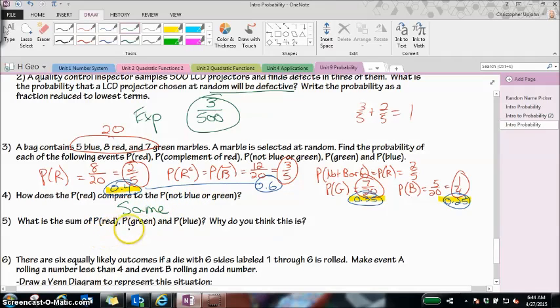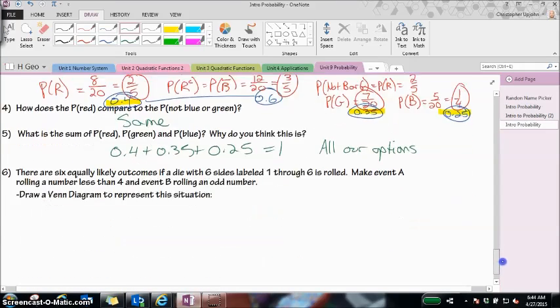What is the sum of the probability of red, green, and blue? Just like we said, 0.4 plus 0.35 plus 0.25. Well, that's not right, the probability of green is 0.35. And it equals 1. Why do we think that is? For all our options, the probability that you pull one of those is 100% or 1, because that's all we have. We don't have any other marbles there.